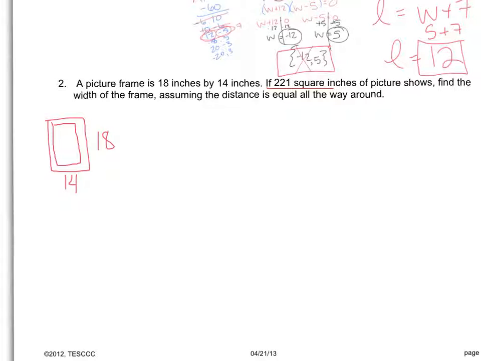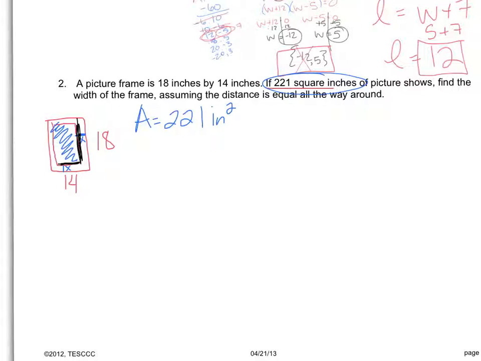So we need to know what this distance is. We don't know it, so we're going to use that as x. So that distance, and that distance right there would also be x because we know it's the same all the way around, even though my picture does not look like that. So I know this inside area is 221 square inches because it tells us that in our problem. So now I need to know the length and width of that inside area.